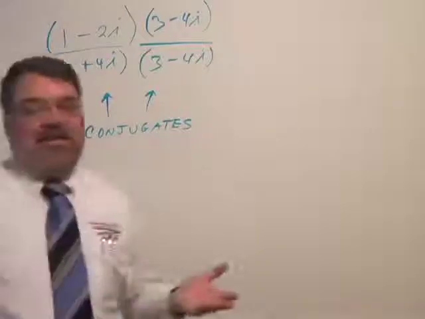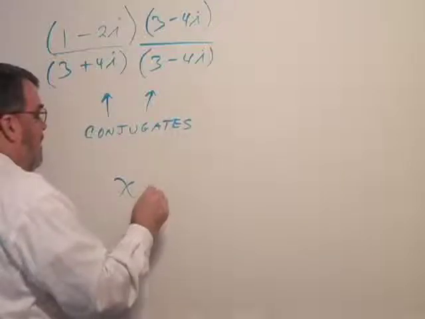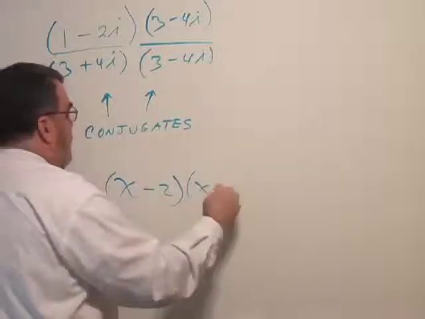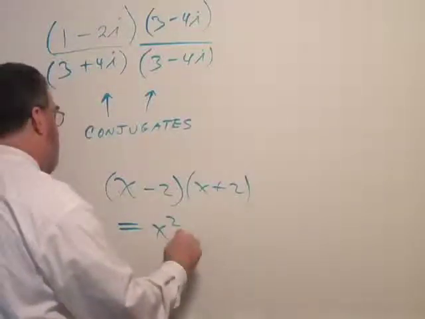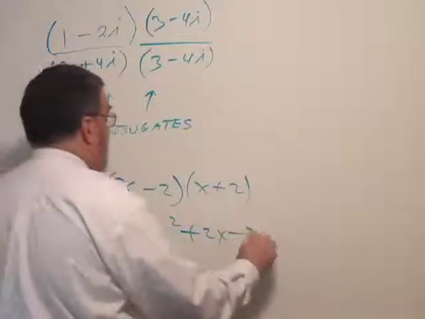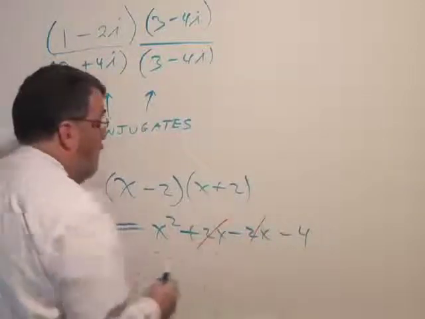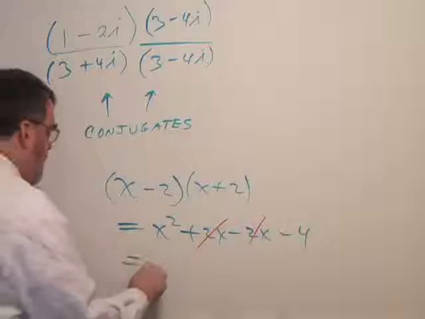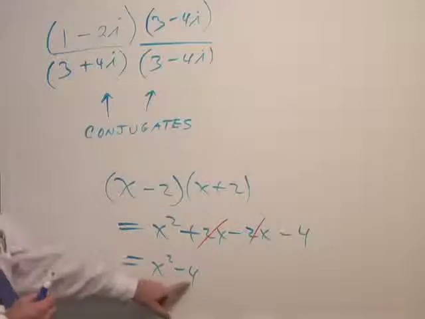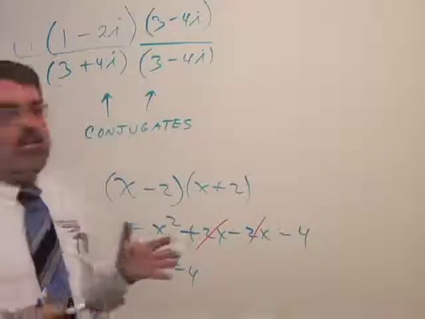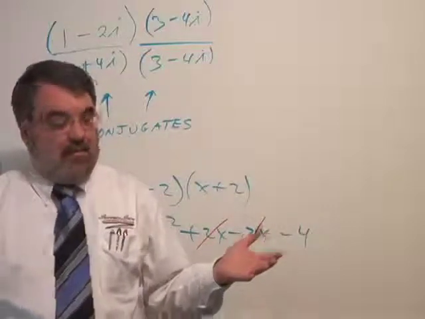Okay. Now you've encountered conjugates before, and when you first took algebra, you saw things like this: x minus 2 times x plus 2. That is a product of conjugates, and when you multiply that out, you get x squared plus 2x minus 2x minus 4, and these two middle terms cancel, and we get x squared minus 4. Well, that's the idea here. We want to produce a difference of squares, and in so doing, it's going to eliminate the i's in the denominator. So what is the point of this exercise?